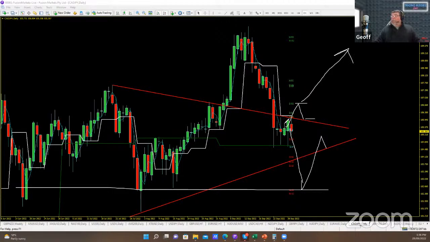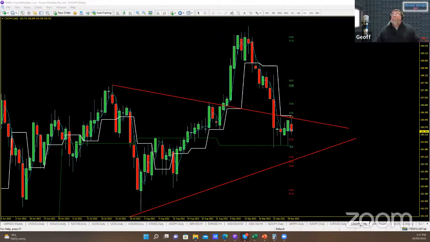At the moment, I want to trade it short, but I can't, because it just doesn't make sense from a reward to risk point of view. 1016 is the daily support level. Okay, let me have a look at that.